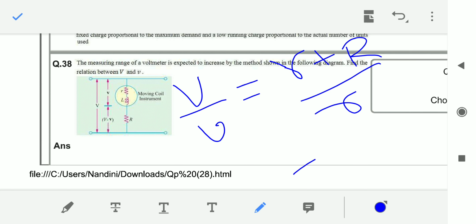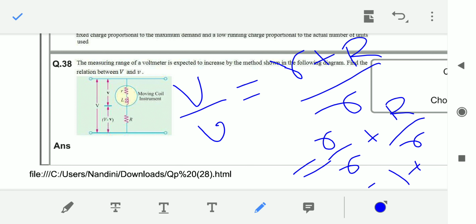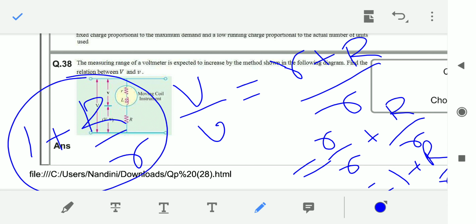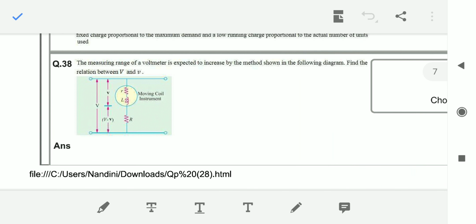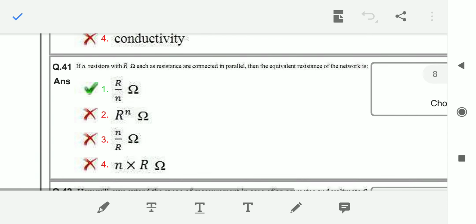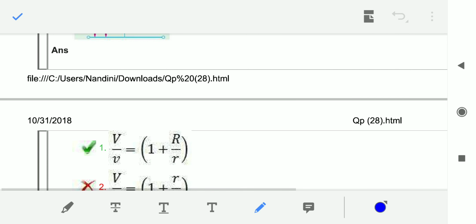So this can be written as r by r plus capital R by r, so it is equal to 1 plus capital R by small r. So capital V by small v is equal to 1 plus capital R by small r. So that is the answer. The answer is option 1.